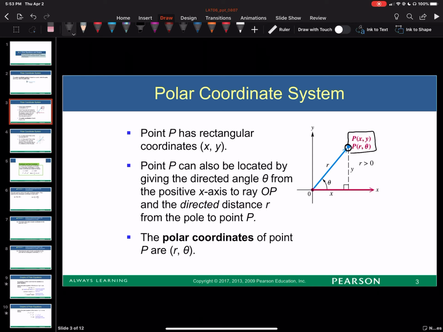So remember, this is rectangular and this is polar. All right. So make sure you understand what you're actually doing. When we talk about rectangular, we talk about x and y. When we talk about polar, we're talking about r and theta.